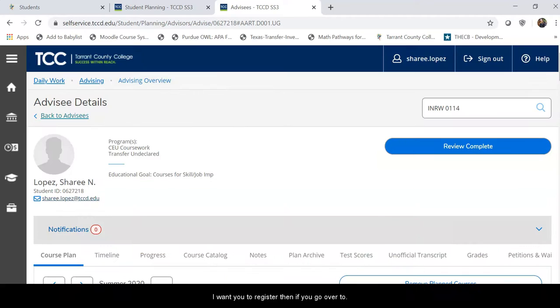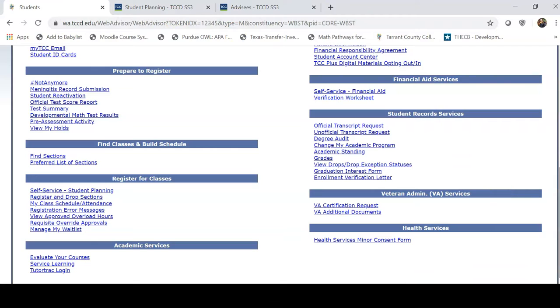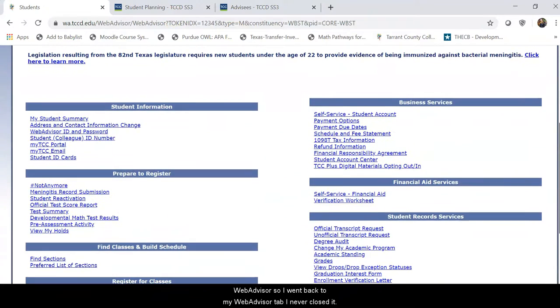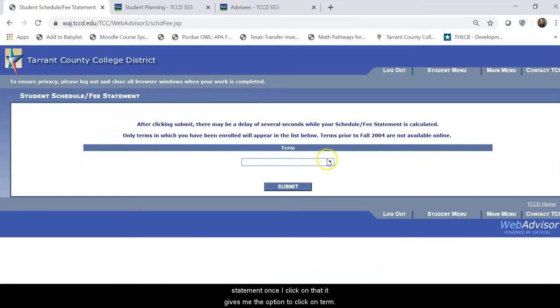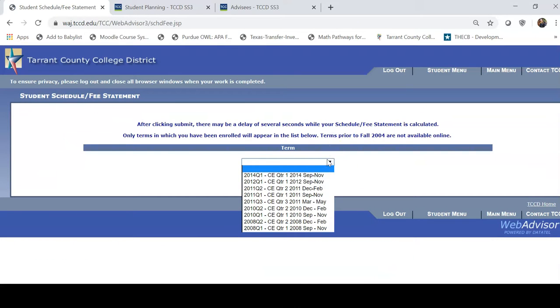Once you register, then if you go over to Web Advisor, so I went back to my Web Advisor tab, I never closed it. Under Business Services, under Schedule and Fee Statement, once I click on that, it gives me the option to click on Term. If my registration was successful, I'll have the option to select Summer 2020 or Fall 2020. If the option isn't even there, then that means something's wrong. It didn't go through, or your classes did not hold. That means financial aid or your payment did not go through. So we need to investigate further what's going on.